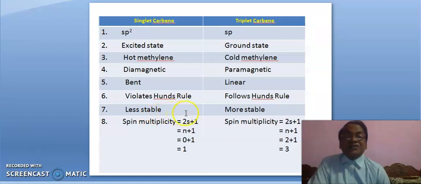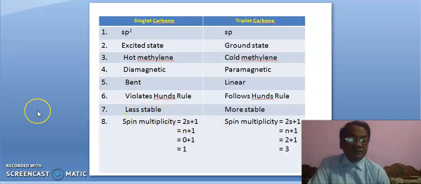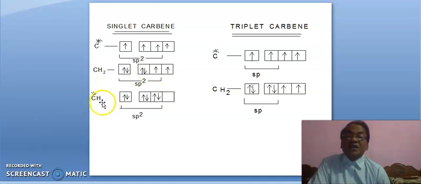Singlet carbene is less stable and triplet carbene is more stable. Singlet carbene is in the excited state, so it is called hot carbene. As it is excited, it will be less stable and more reactive. And triplet carbene is in the ground state, so it is more stable and less reactive.